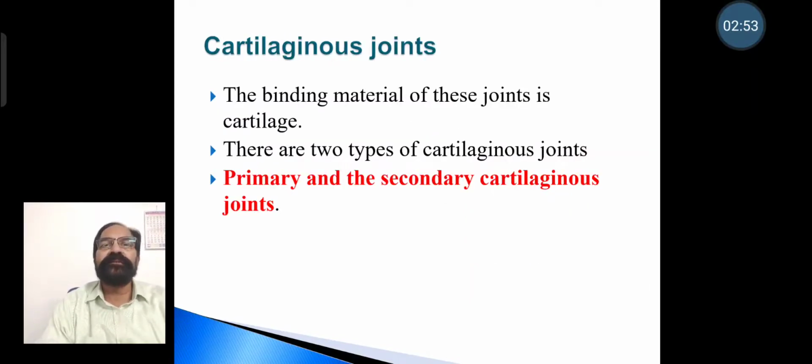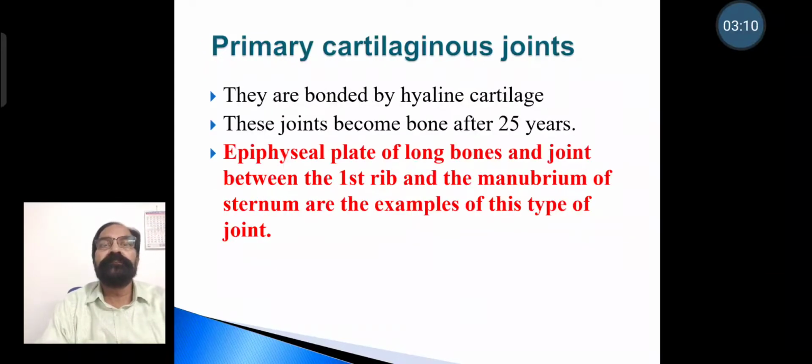Then cartilaginous joints. In the cartilaginous joints, the binding material is cartilage. There are two types of cartilaginous joints, primary and secondary. First, we'll start with primary cartilaginous joints. These are bound by hyaline cartilage. These joints become bone after 25 years. The epiphyseal plate of long bones and the joint between the first rib and the manubrium of the sternum are examples of this type of joint.